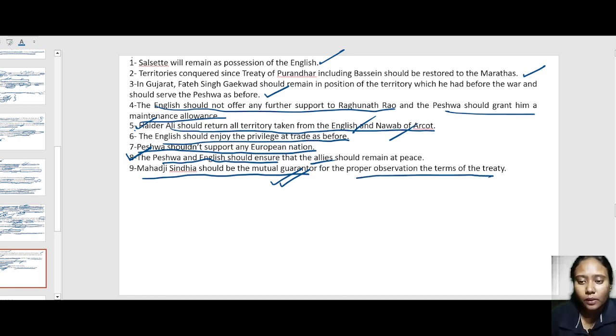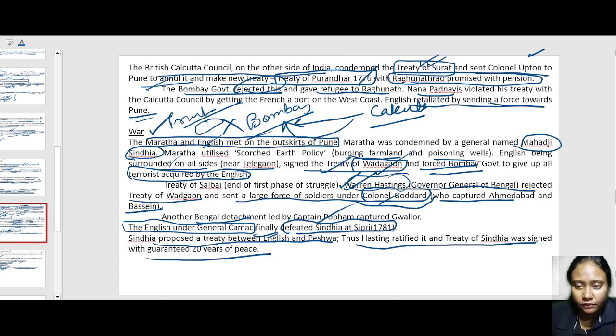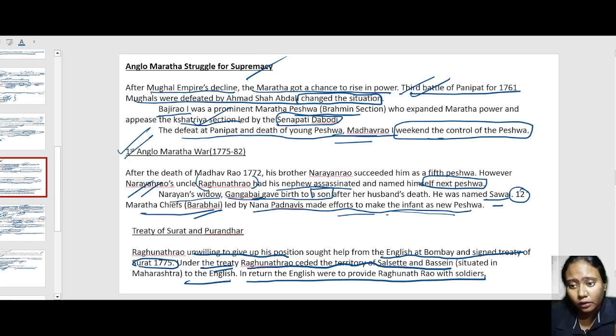All these things were signed in the Treaty of Salbai, and this comes with the end of the First Anglo-Maratha War. And in the next class we will be studying the Second Anglo-Maratha War and the Third Anglo-Maratha War, and also the treaties that concluded them.